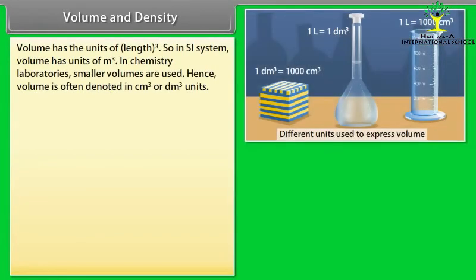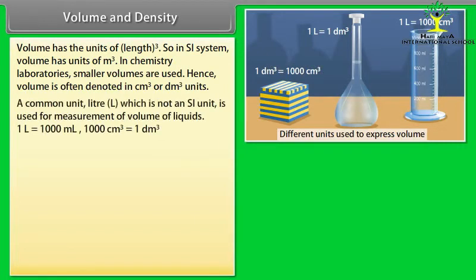Volume and density. Volume has the units of length raised to the power 3. So, in SI system, volume has units of meter cube. In chemistry laboratories, smaller volumes are used. Hence, volume is often denoted in centimeter cube or decimeter cube units. A common unit, liter, L, which is not an SI unit, is used for measurement of volume of liquids.